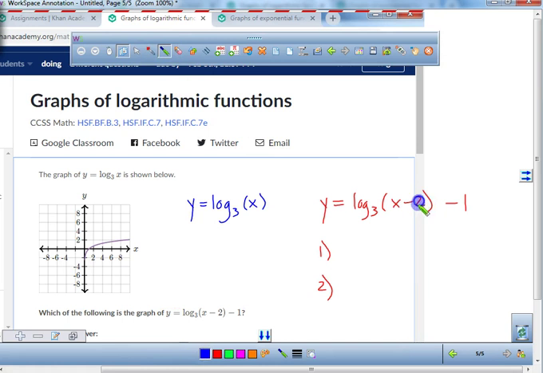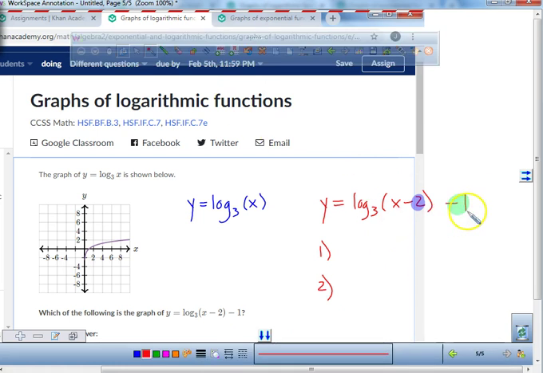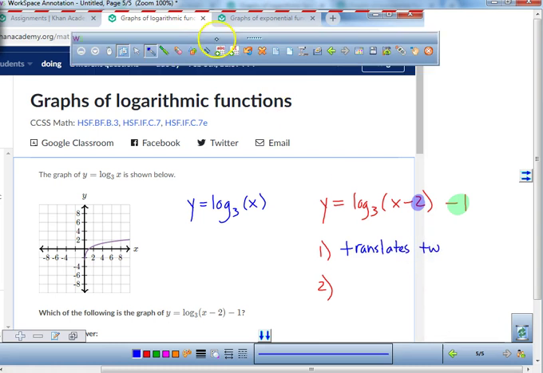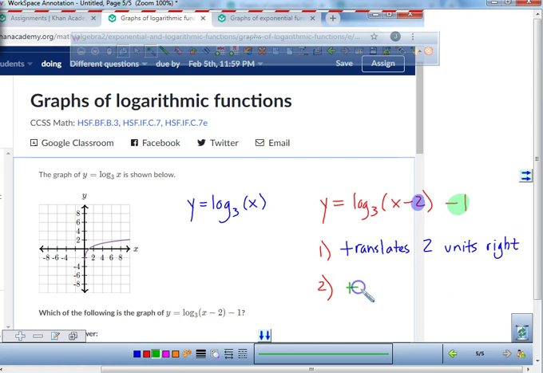Isn't the x minus 2 one step to the left or right? Yes. Inside the parentheses always goes left or right. Outside the parentheses always goes up or down. So the first thing that happens is everything gets shifted or translates 2 units to the right, and this one translates 1 unit down.